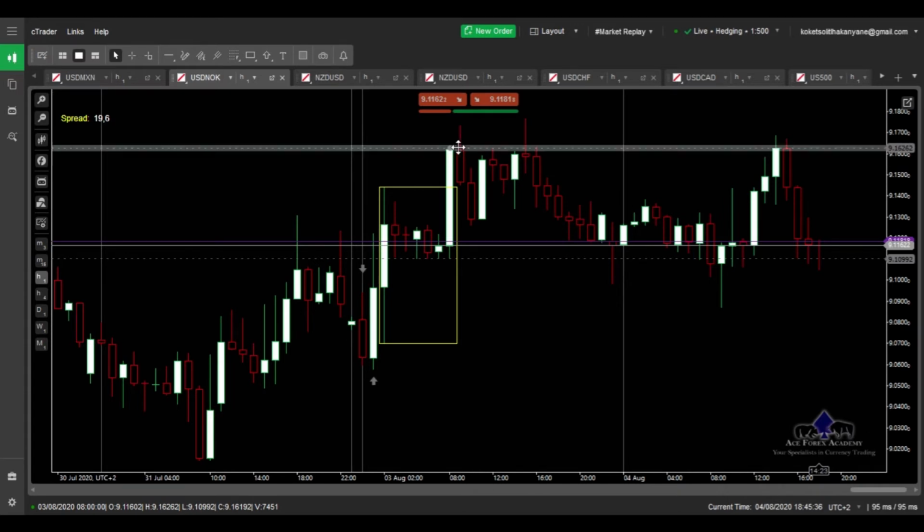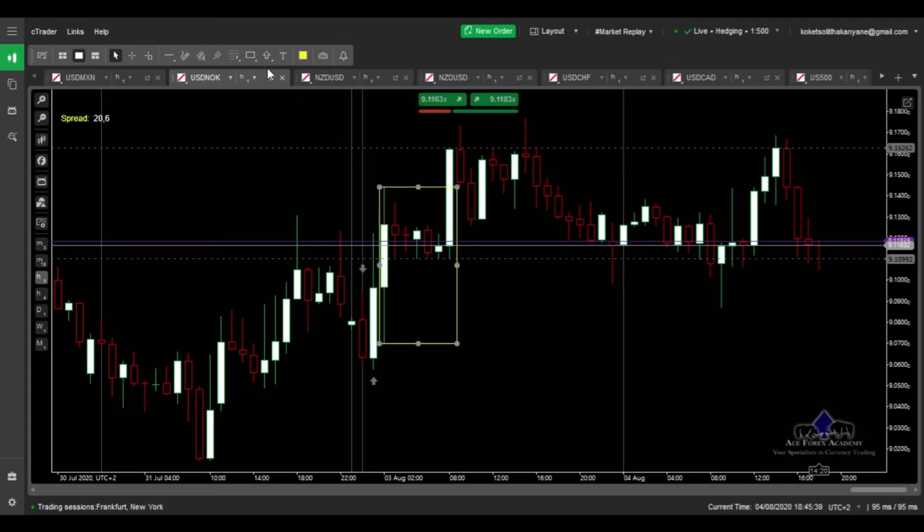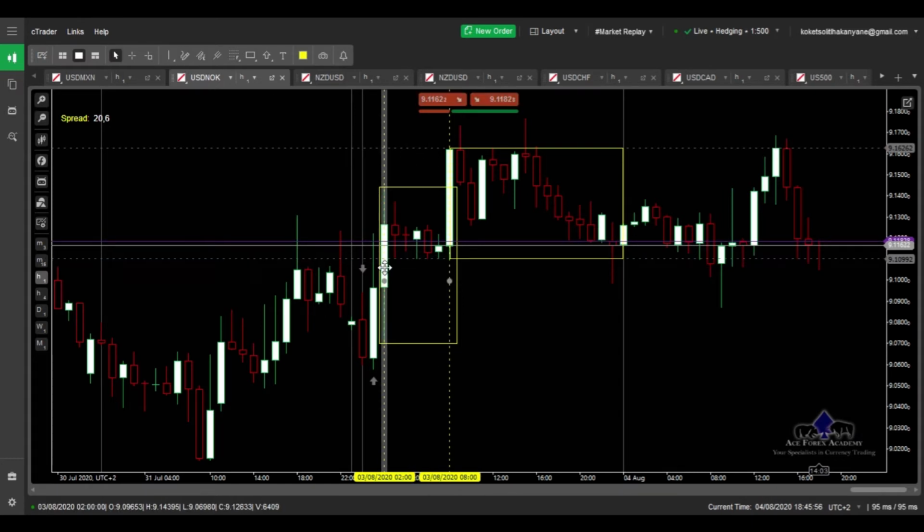Price continued to push to the upside. Then we had the consolidation area formed again, and that's how our day closed, right? So we had the formation of two consolidation areas. Let's dive deeper. Move on to a lower time frame.